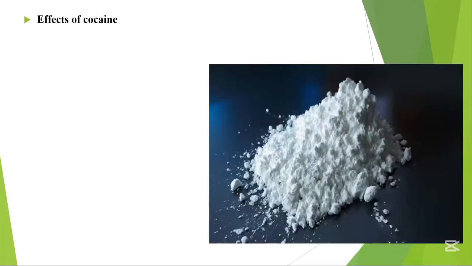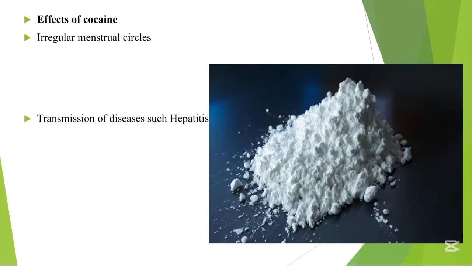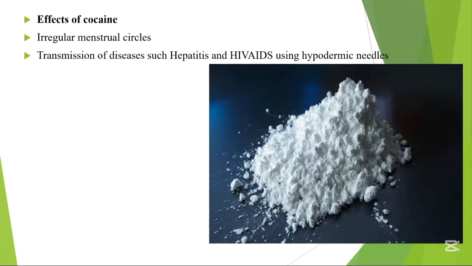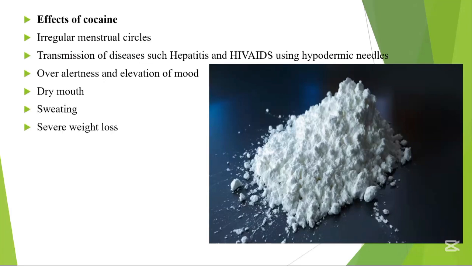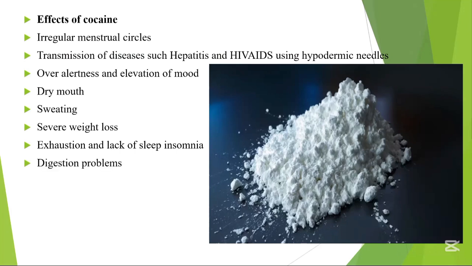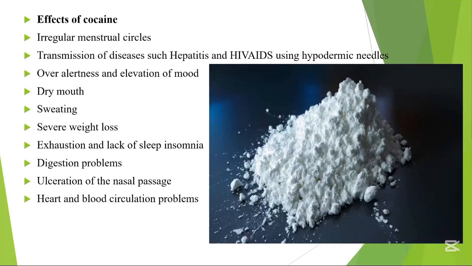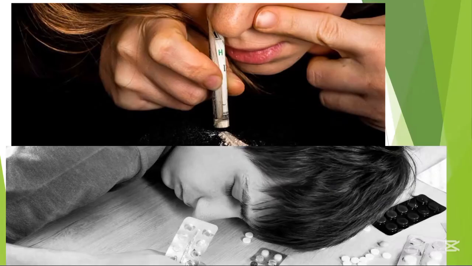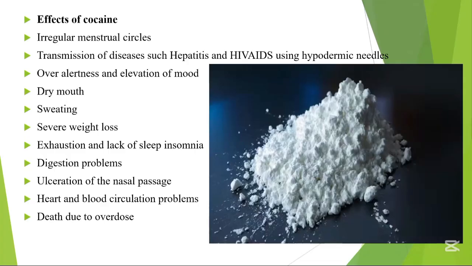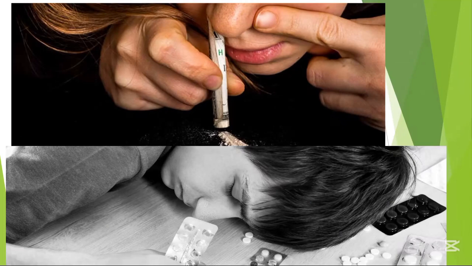Now, effects of cocaine. Cocaine causes irregular menstrual cycles, transmission of diseases such as hepatitis and HIV and AIDS using hypodermic needles, over alertness and elevation of mood, dry mouth, sweating, severe weight loss, exhaustion and lack of sleep or simply insomnia, digestion problems, ulceration of the nasal passage, heart and blood circulation problems, death due to overdose, and so on. So those are some of the effects that you can talk about that come with cocaine abuse. So this is a young person abusing cocaine by sniffing. Very sad.